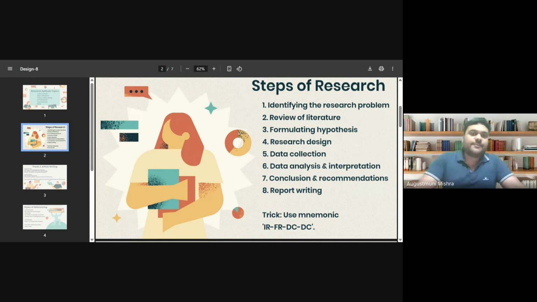So I was talking about the following features of the hypothesis. Its first feature is that it is a tentative proposition. Its second feature is that the validity of the hypothesis is unknown, which we have already discussed. That is not permanent, that is tentative. You cannot validate it when you have prepared your hypothesis at the starting of your research.